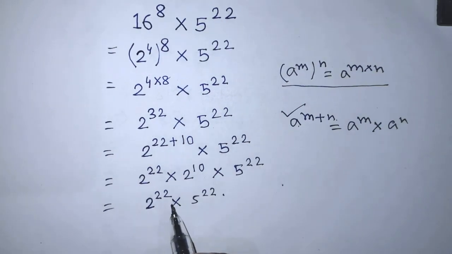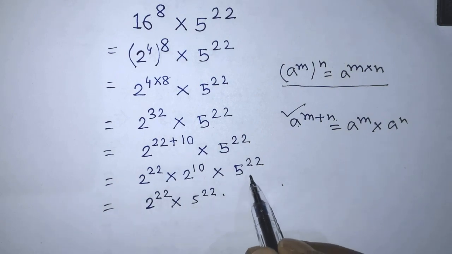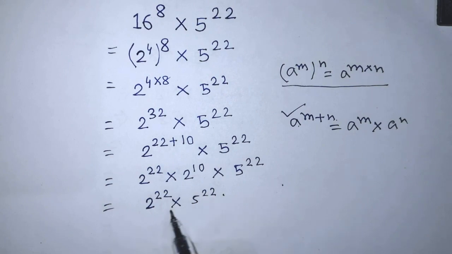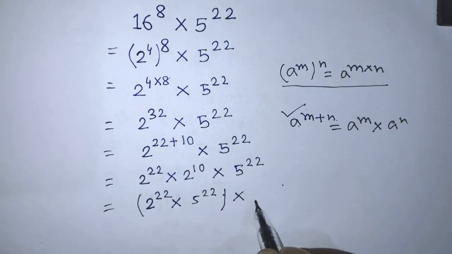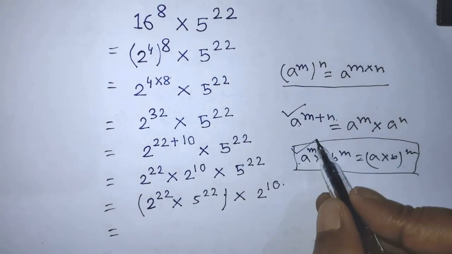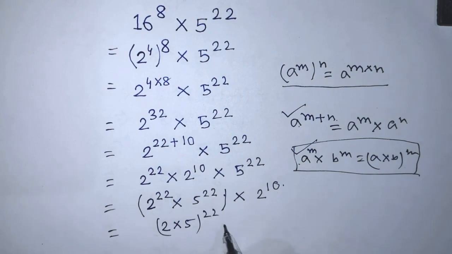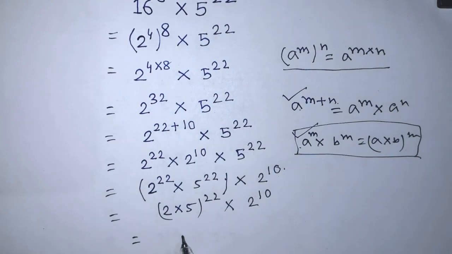Now we can arrange 2 to the power 22 with 5 to the power 22, and we have to write 2 to the power 10. According to this formula we can write from the first two exponential forms 2 times 5 whole to the power 22, multiplied by 2 to the power 10. Then we can write 10 to the power 22 times 2 to the power 10.